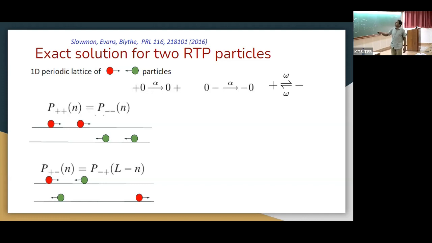And because of the symmetry, you can say that this plus plus, when both of them are moving right, the distance between them, what are the probability? That should be same as this, because left and right is only your convenience. Okay? So similarly, this is the symmetry.